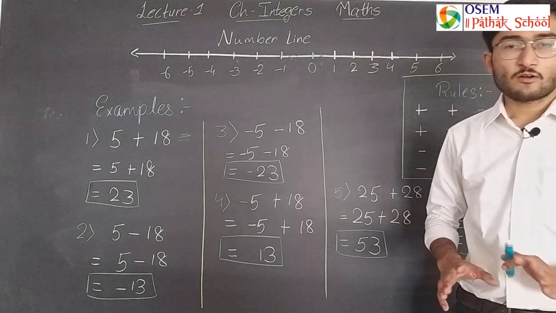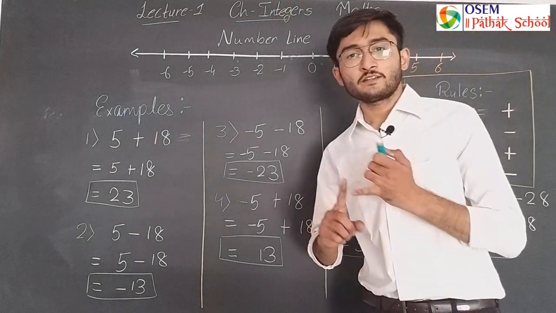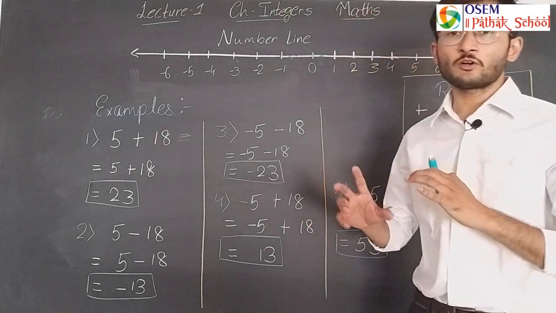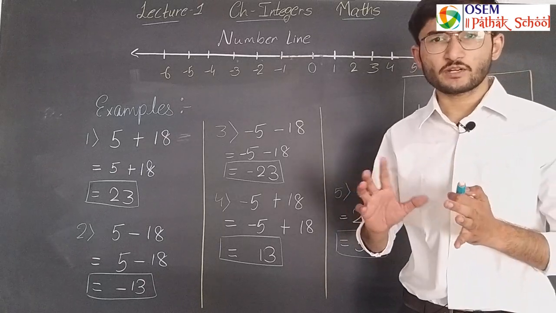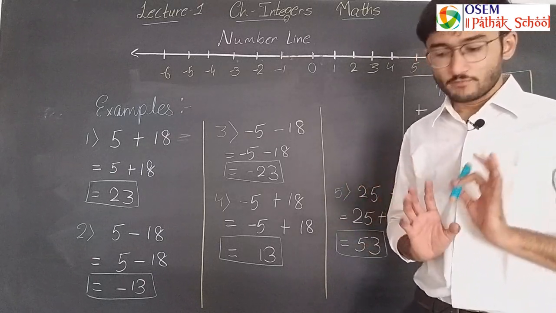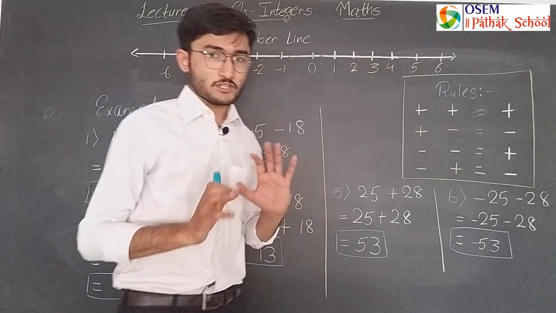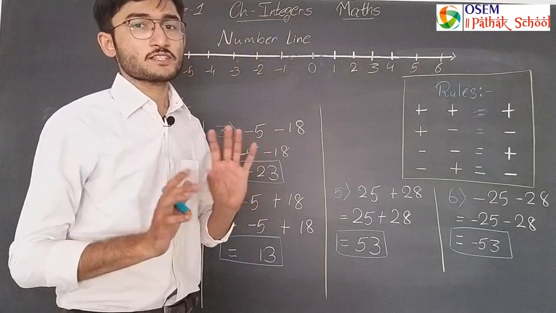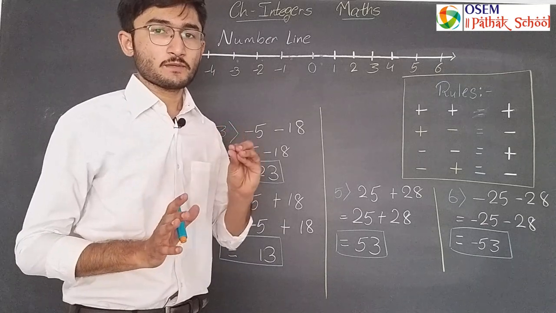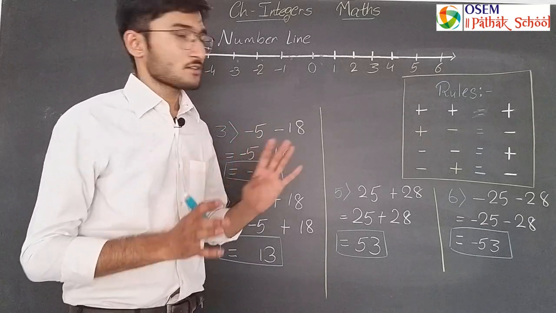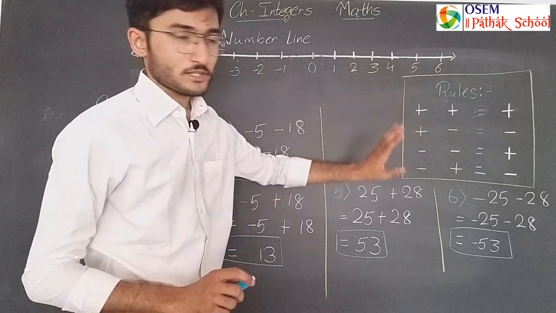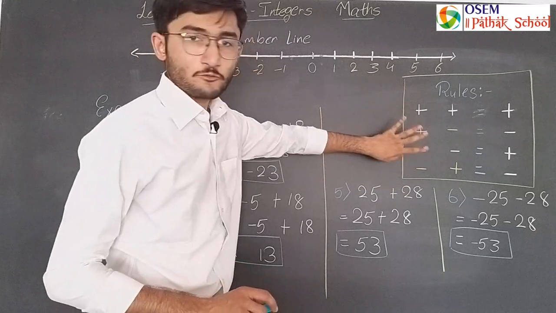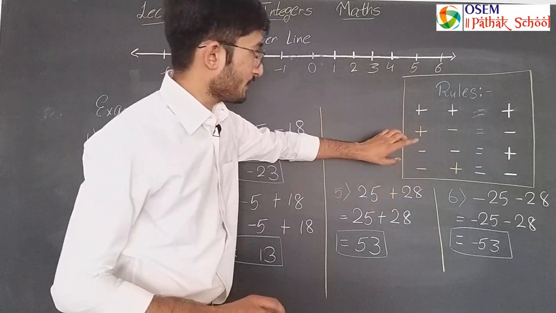Students, as we have discussed the positive integers and the negative integers, now we move on to solving examples for addition and subtraction. Before that, we should learn the general rule for addition and subtraction only. For multiplication and division, it will be different. For addition and subtraction, there are 4 simple rules to keep in mind.